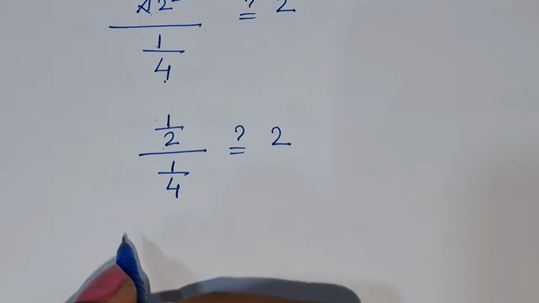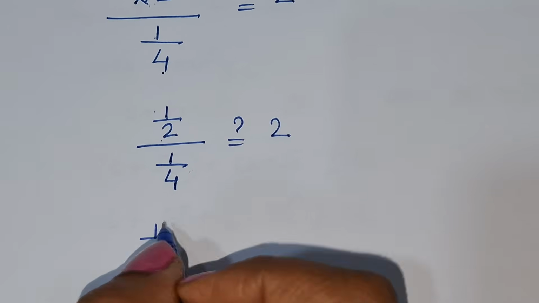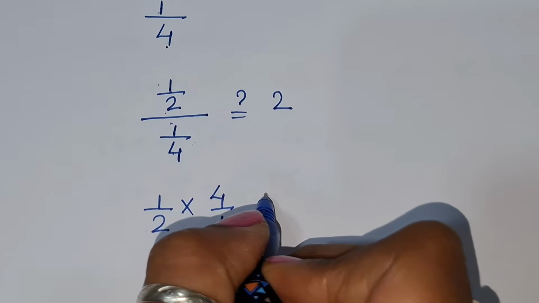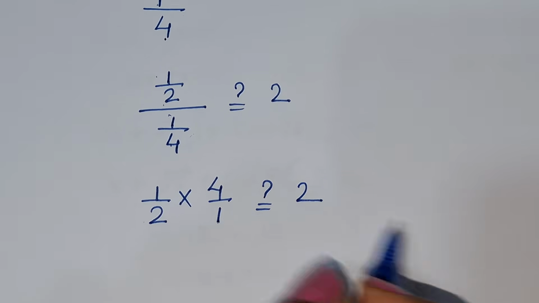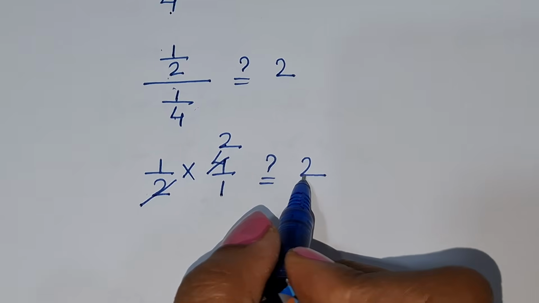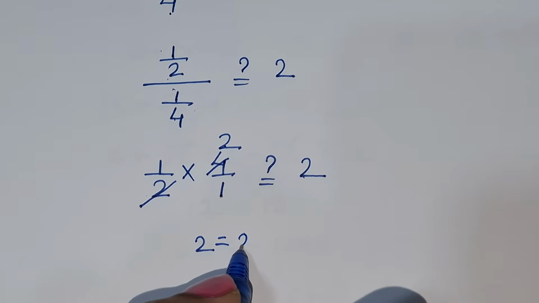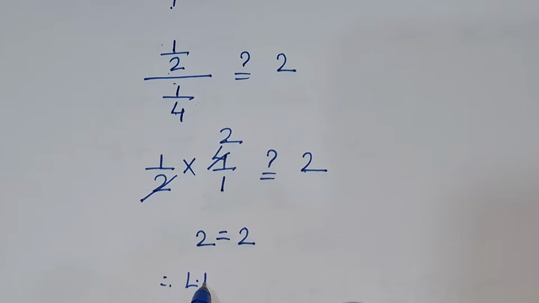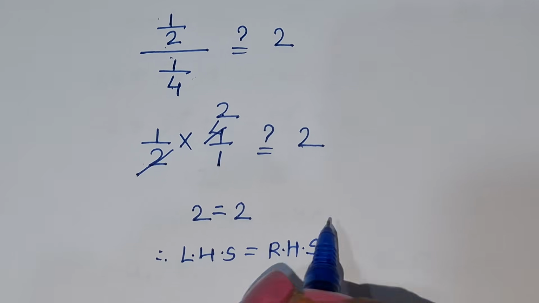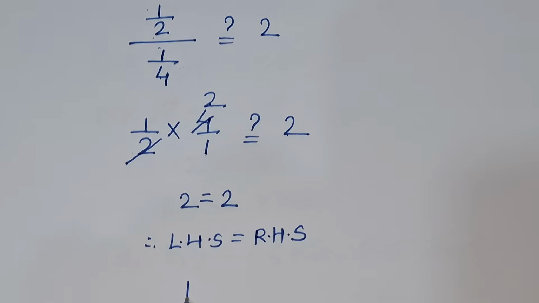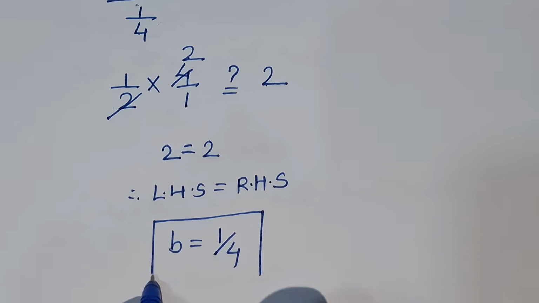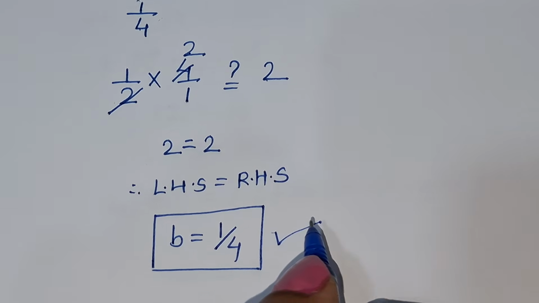Now 1 by 2 times, we can write this as 4 by 1. So it will become 4 by 1, question mark 2. Now 2 ones are 2, 2 twos are 4. So here 2 is equal to 2. Therefore LHS is equal to RHS. So value of b is equal to 1 by 4. This is the correct solution for this equation.